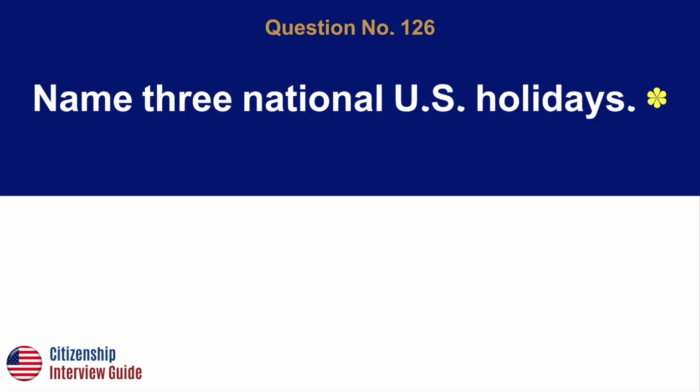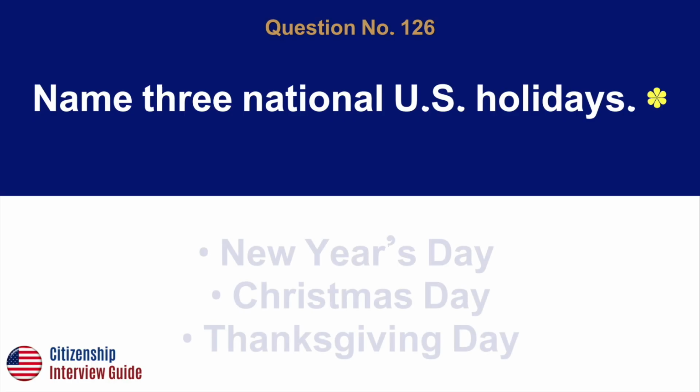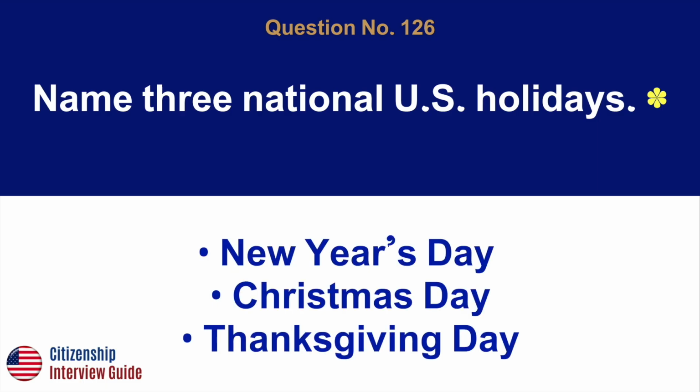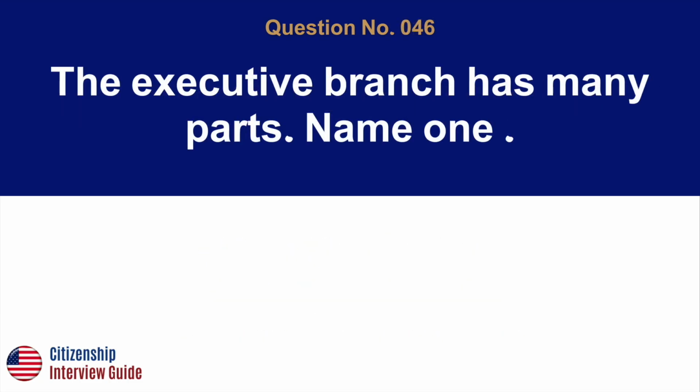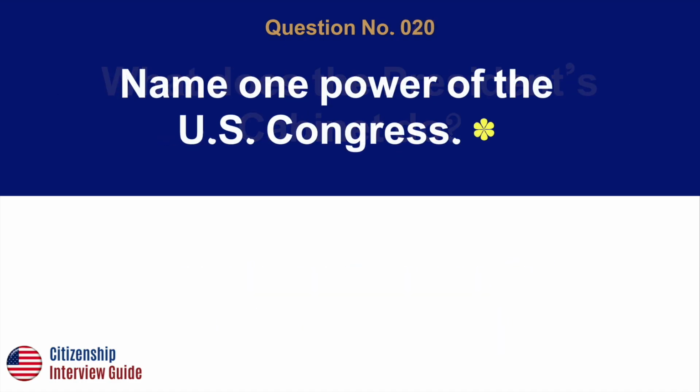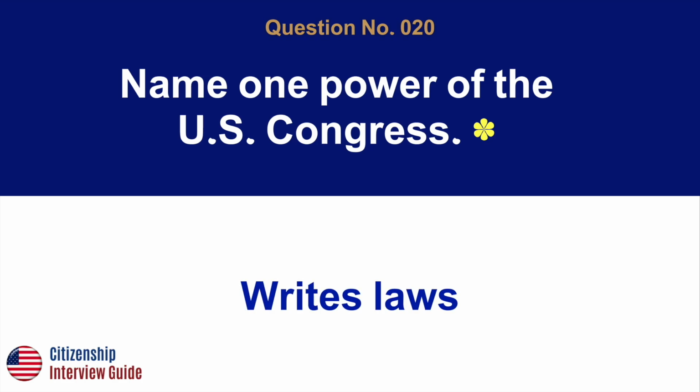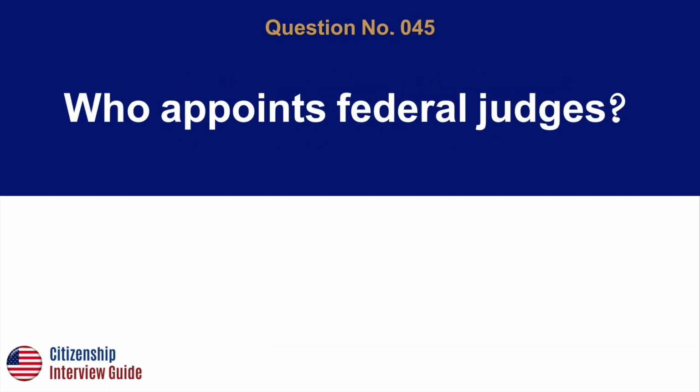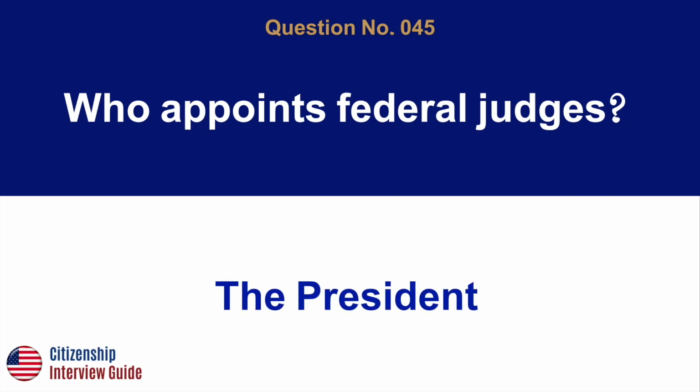Name 3 national U.S. holidays. New Year's Day, Christmas Day, Thanksgiving Day. The executive branch has many parts. Name one. President. Name one power of the U.S. Congress. Writes laws. Who appoints federal judges? The President.